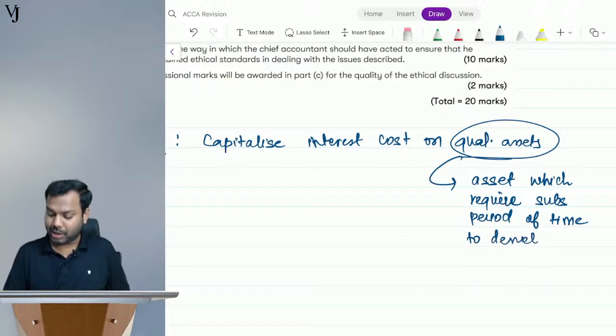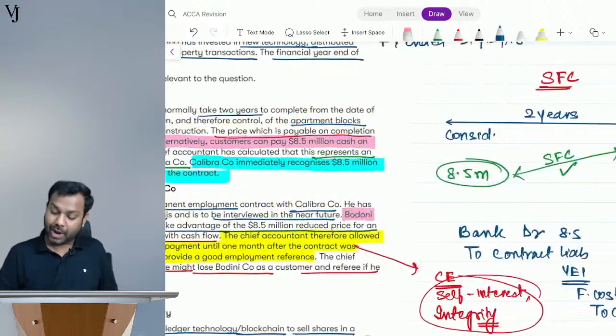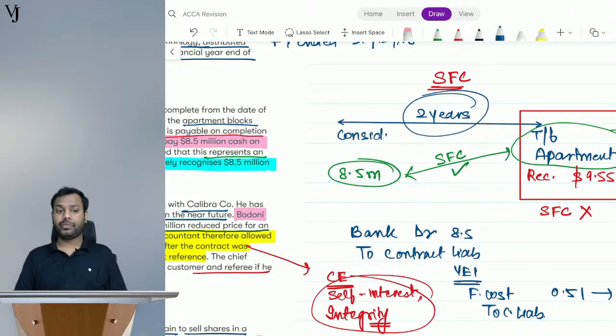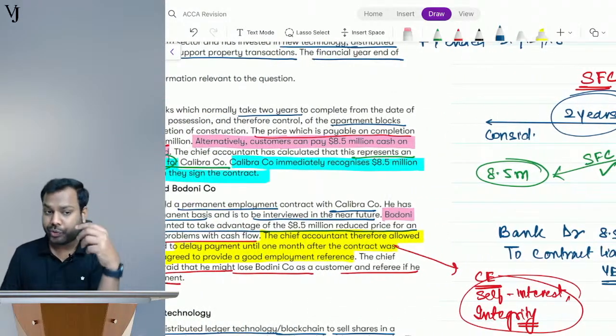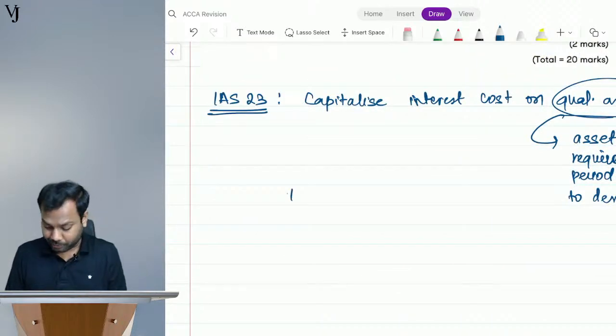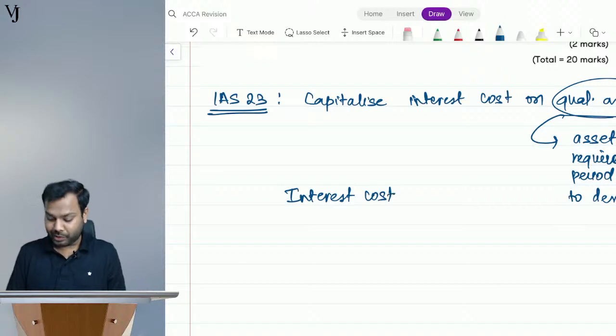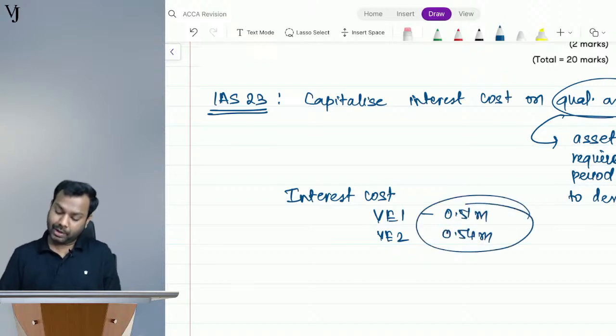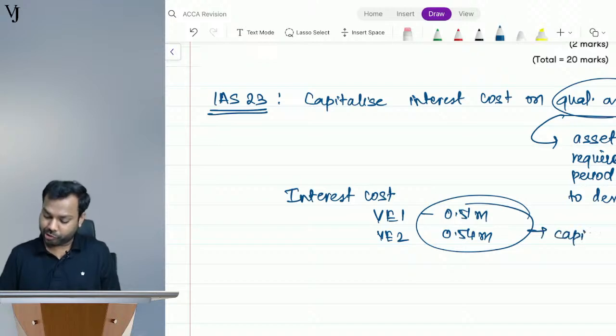So don't you think this apartment block requires 2 years to develop? Is it a qualifying asset? Tell me yes or no. So the interest cost which is incurred should be capitalized. So what should be done? The interest cost for year end 1 and year end 2, that is 0.51 million and 0.54 million, right, should be capitalized to the cost.